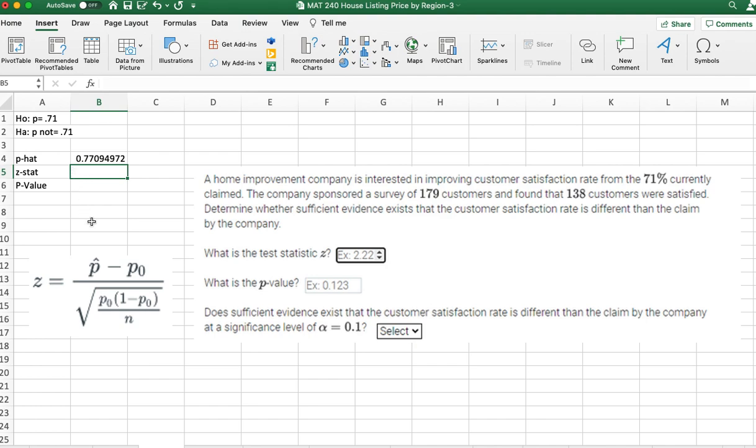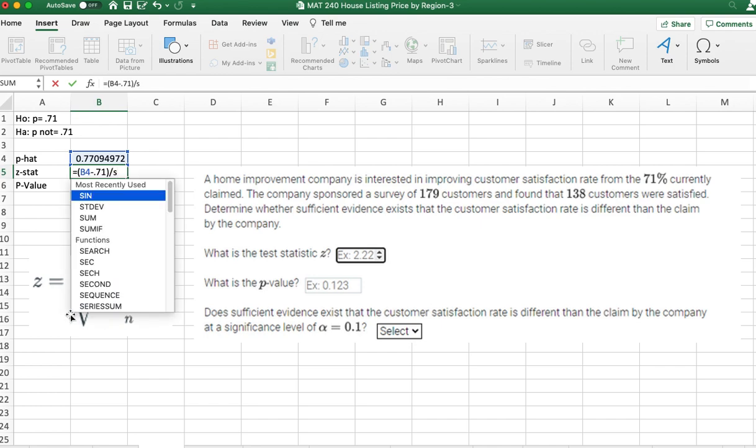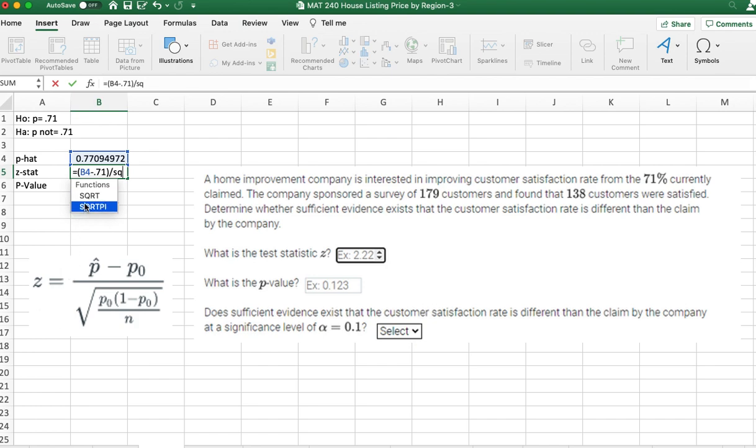So to get the Z statistic, we're going to be using this formula right here, P hat minus P naught, which is the original 0.71. I'm going to put P hat, oh, I better put parentheses around it, because this is going to go on top. And then minus the original, which is 0.71, and then end parentheses, and then we're dividing that by the square root.